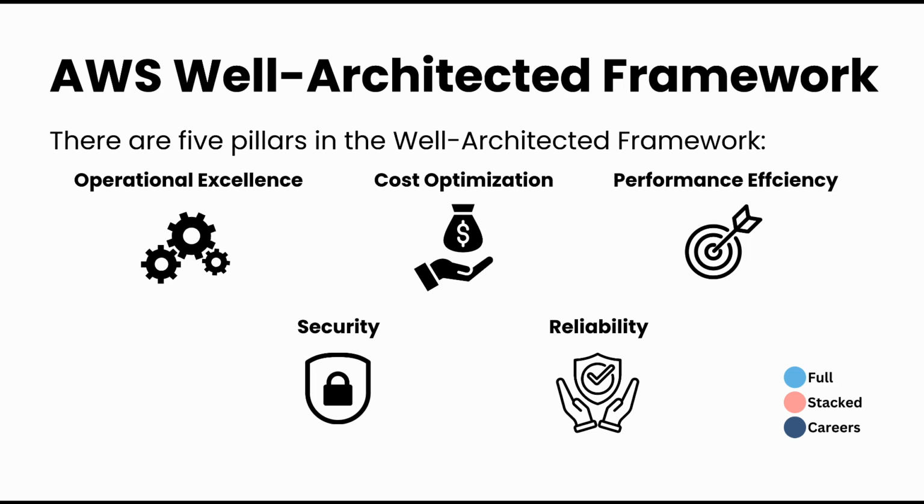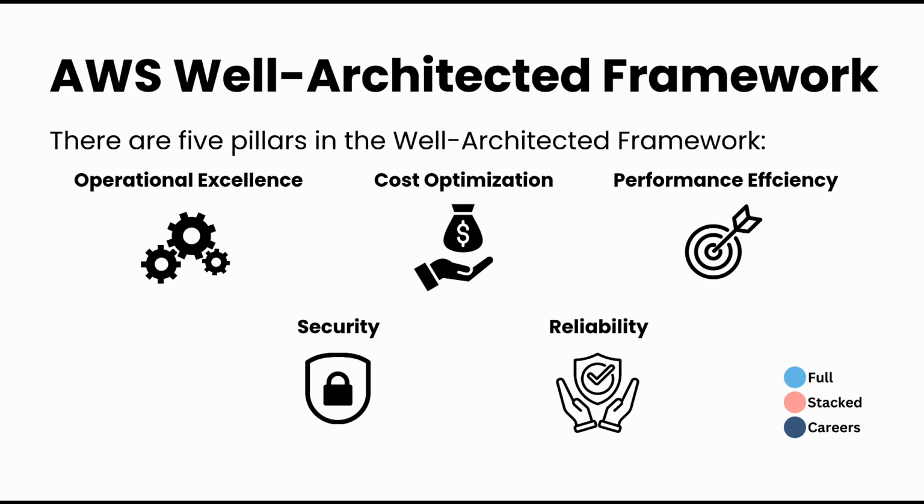The next we have security. So how can we protect data, use IAM policies, and enable encryption to ensure our information is secure and safe within the cloud environment. Next up, we have reliability. How can we plan for failures and use multi-availability zone deployments or multi-region deployments to ensure that our cloud infrastructure is reliable in the event of any disasters?